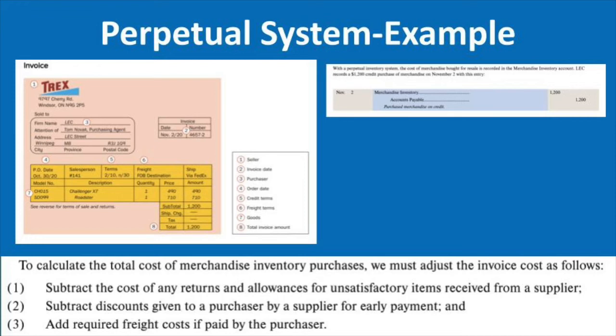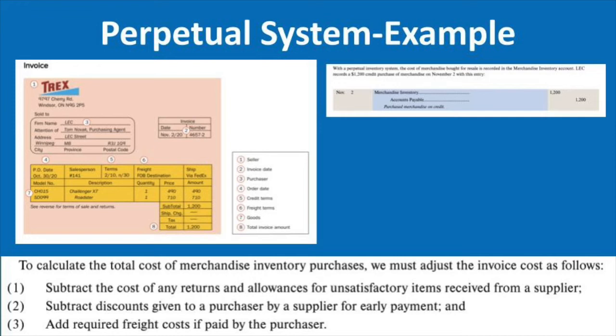$1,200, that's an asset, so it's debited. We recognize too that we've incurred a $1,200 accounts payable, meaning we've got a bill there for $1,200 that we need to pay at some point in time. So this is credited by $1,200. And this transaction that you see here recognizes the purchase of those bikes on credit.